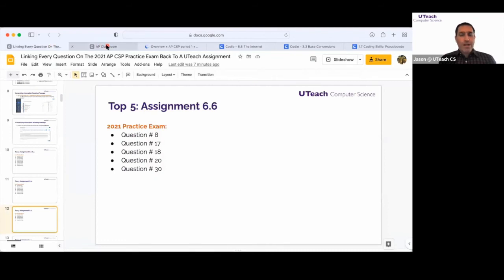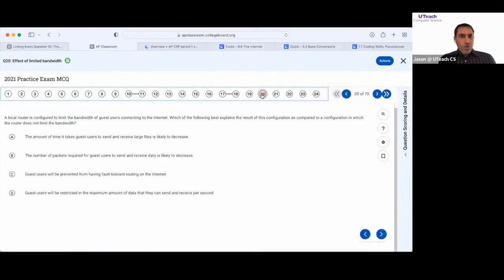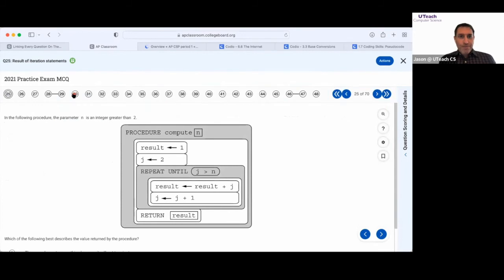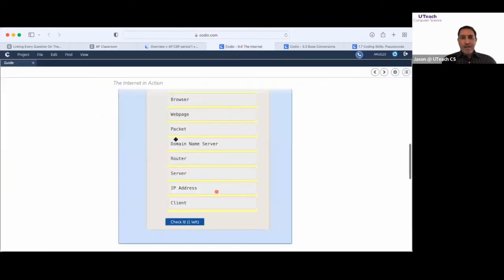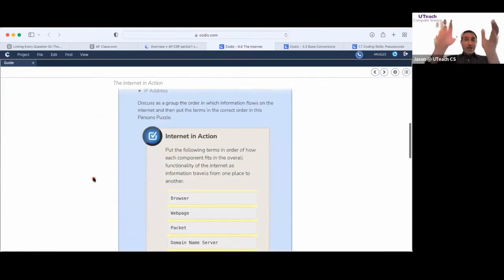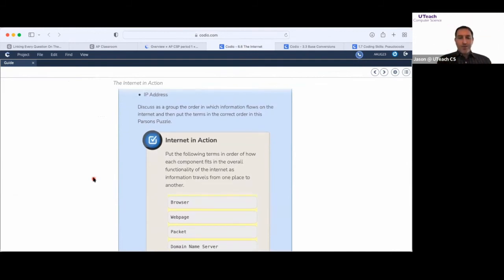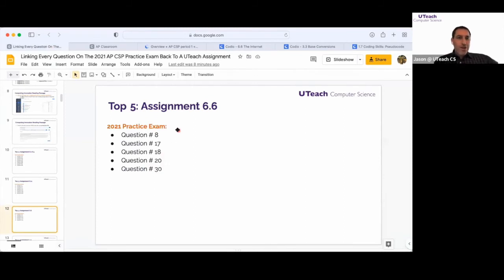All right, and the other one was 20 and 30. Okay, 20, talking about bandwidth. All right, and then question number 30, okay, how the data is transmitted on the internet. Is it packets? How these packets transmitted? Once again, if they can organize this and put this in the correct order, they can do those questions. So literally, this internet in action Parsons puzzle will prepare your students for 3 questions on the exam. Just this one piece right here. So 6.6 overall, 5 questions.